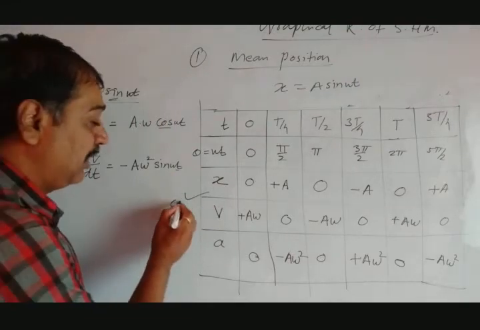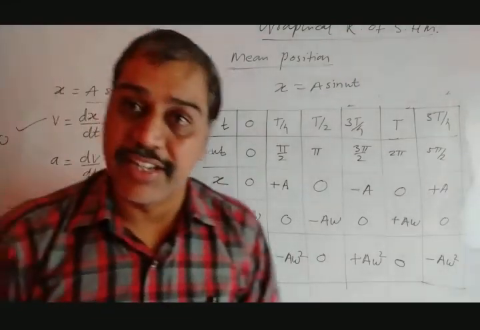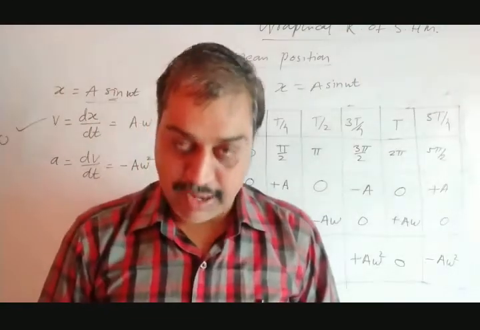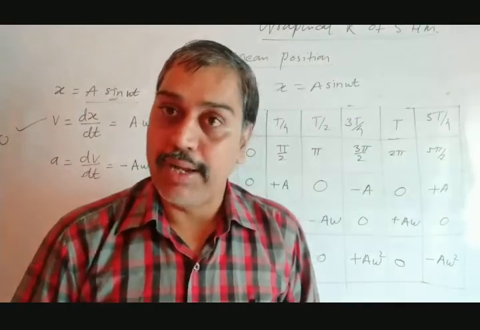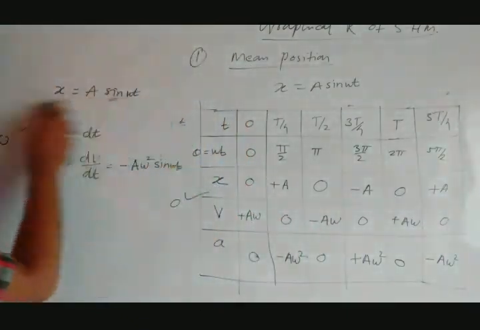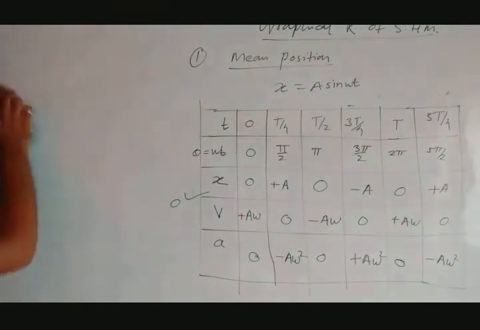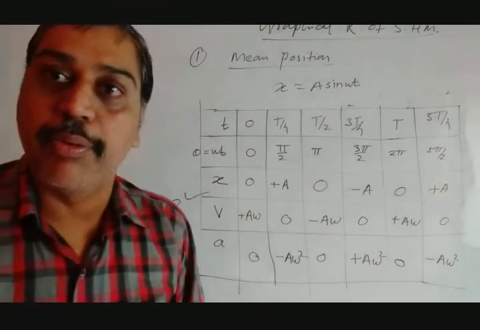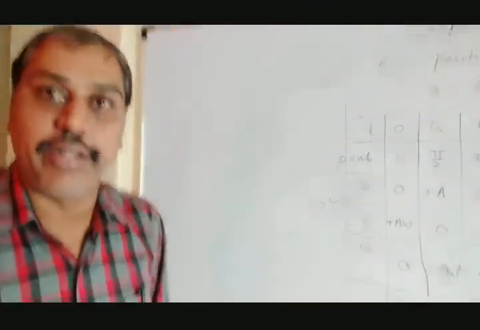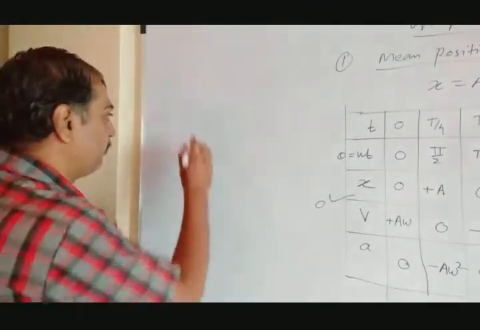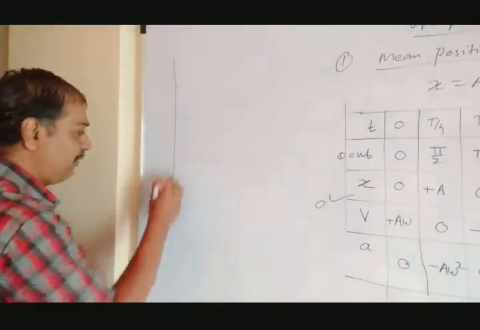Because the question is for graphical representation, is that clear? That's why you have to plot a graph properly. So I will plot the graph here. I will try to plot the same graph for a particle performing SHM starting from the mean position. We will plot that graph here on this side. Let's start with this line first.